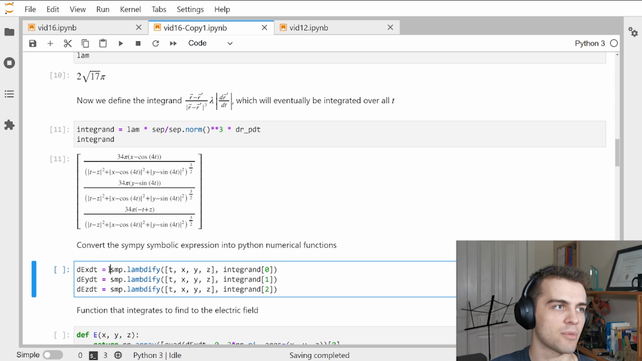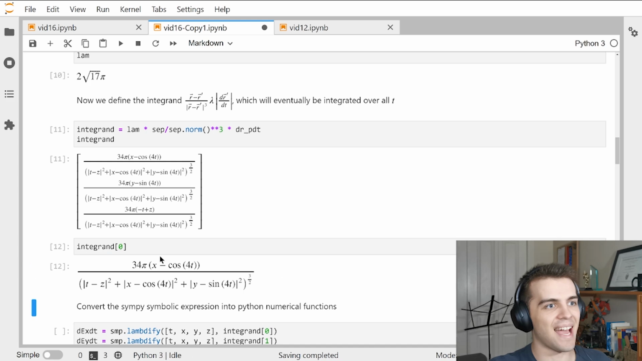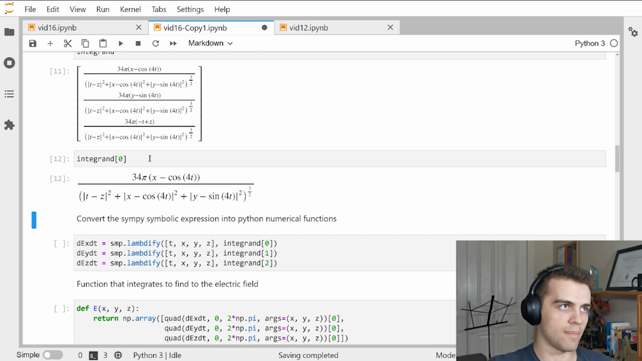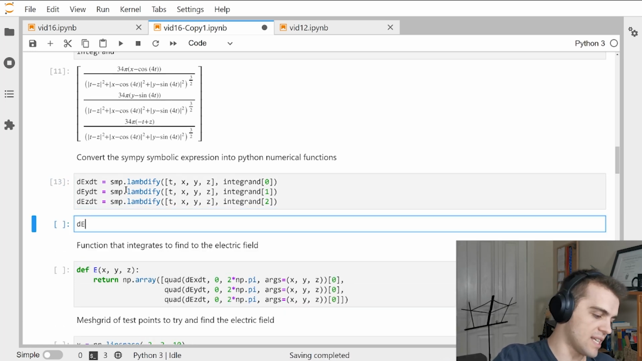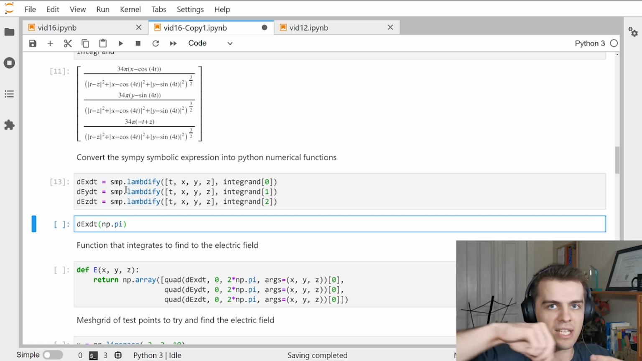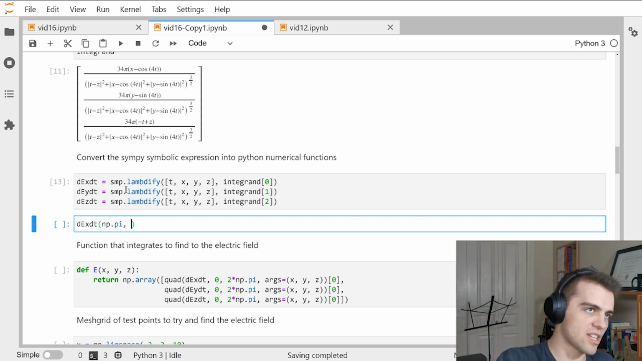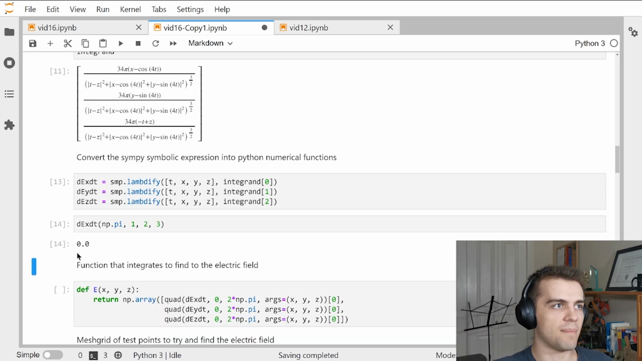But for now, I'm creating the simp.lambdify function, txyz, and I say, okay, I want the first component of my integrand. So integrand is 0, for example. That just returns dex dt. And so what this does is it creates a function, and it's just the same thing for y and z. So I give a dex dt, and suppose it starts with t actually. So t is equal to np.pi. Remember, t goes from 0 to 2 pi. And I'll say I'm at x equals 1, y equals 2, and z equals 3. And it will return this value.